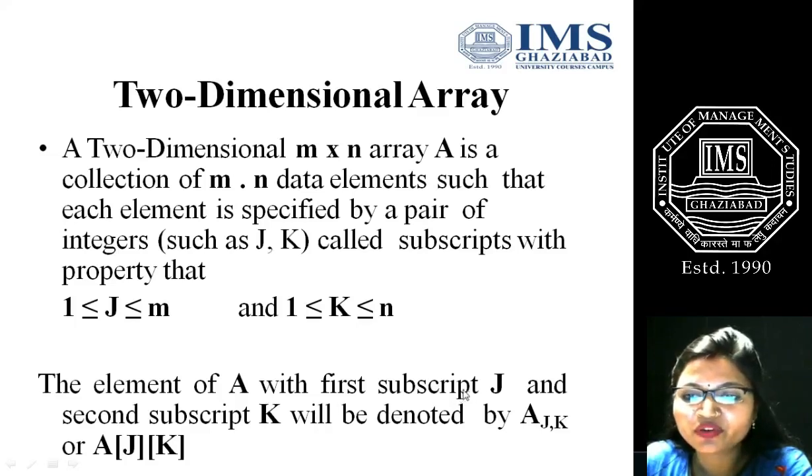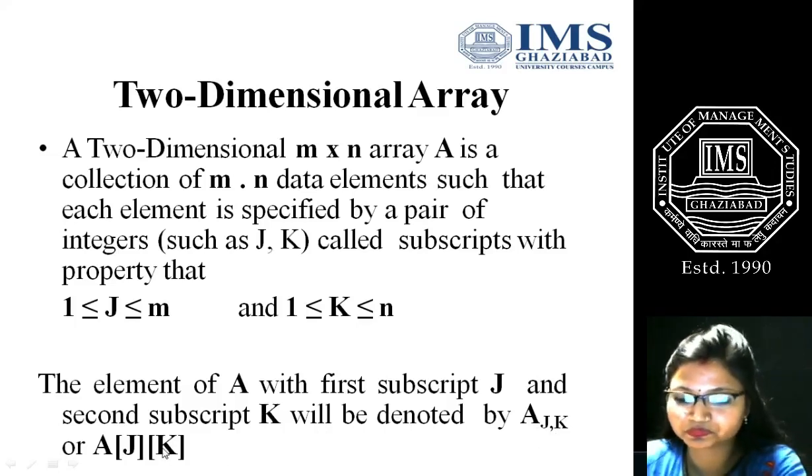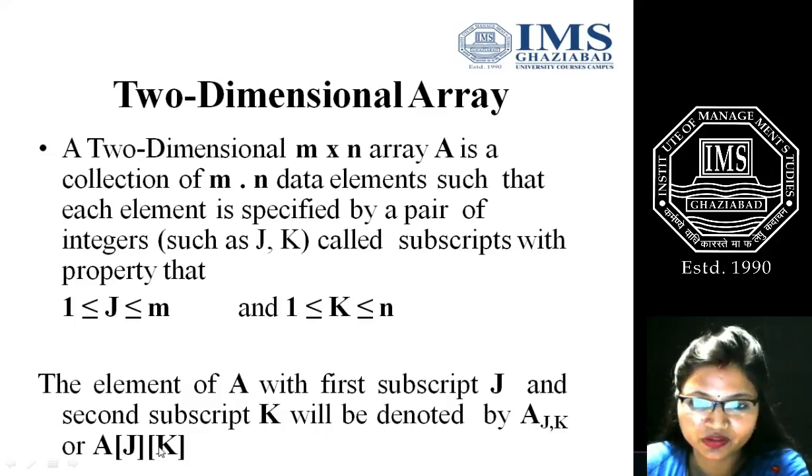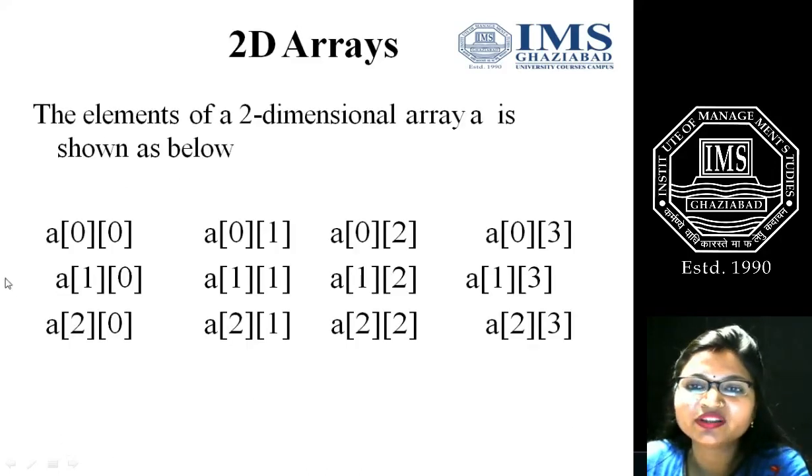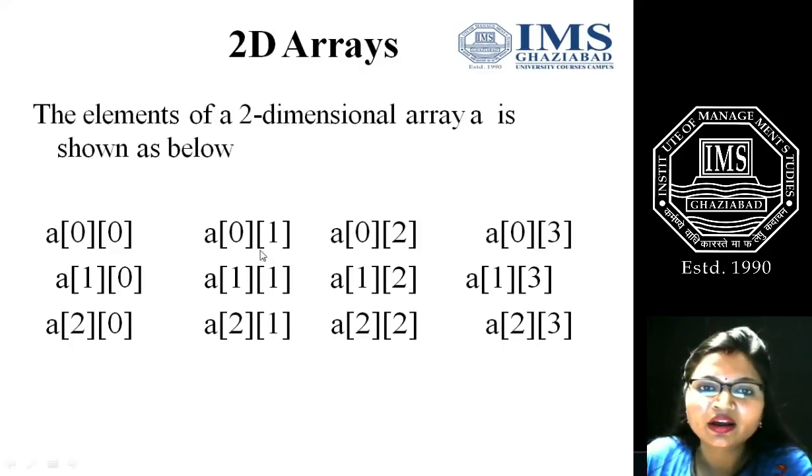The element of A with first subscript j and second subscript k will be denoted by this notation. Either we can represent it by A, j, comma k, or in bracket form. So this is the representation of the two-dimensional array. Here the horizontal lines are called rows and the vertical lines are called columns. Here the first subscript indicates the row and the second subscript indicates the column.